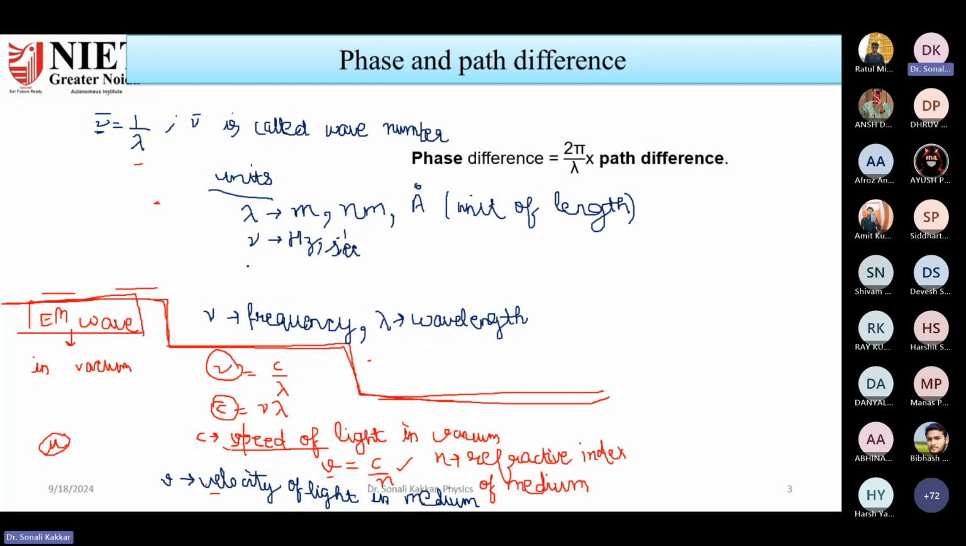And the units of wave number? Meter inverse. Yes, length inverse: meter inverse, centimeter inverse, generally we take. Most commonly used unit is centimeter inverse.